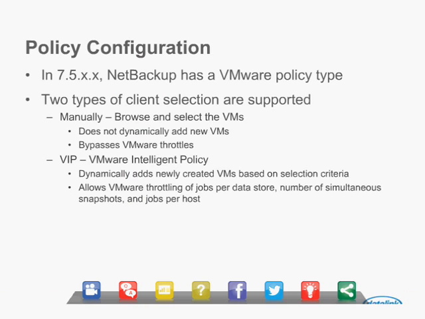The other method is VIP, VMware Intelligent Policy. This dynamically adds newly created VMs based on selection criteria, allows VMware throttling of jobs per data store, number of simultaneous snapshots, and jobs per host. So what this will do is when you select this method, you will develop a query to determine what VMs that you want to back up in a particular policy. And I'll cover that in an upcoming slide.